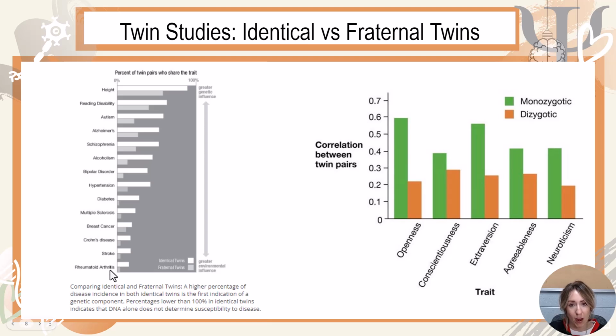If you look over on this chart, these are all different personality traits. Extroversion is how outgoing you are, agreeableness is how friendly you are, neuroticism is how anxious you are. And you'll see that, again, monozygotic or identical twins are much more similar than dizygotic or fraternal twins, pointing to a genetic connection even on personality traits.